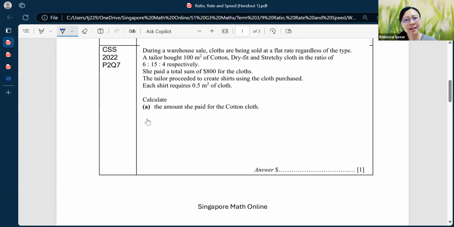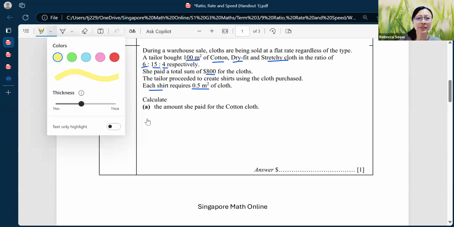Let's read. During a warehouse sale, cloths are being sold at a flat rate. Okay, flat rate means that regardless of the material used, it is the same cost for a particular length. So a tailor bought 100 meters square of cotton, dry fit, and stretchy cloth in the ratio 6 to 15 to 4 respectively. And she paid a total sum of $800 for the cloths. The tailor proceeded to create shirts using the cloth purchased, and each shirt requires 0.5 meters square of cloth. Calculate the amount she paid for the cotton cloth.